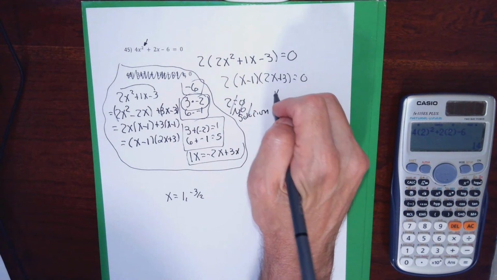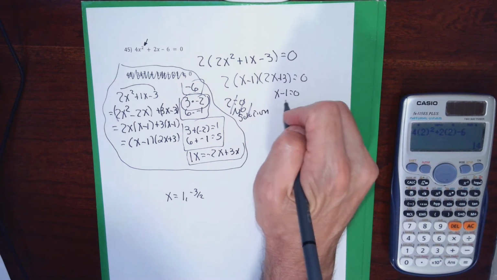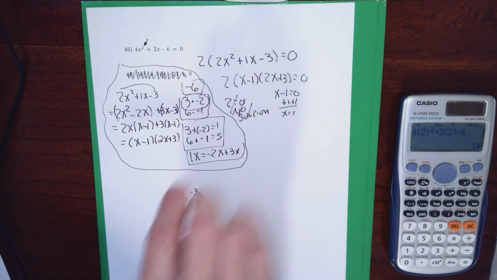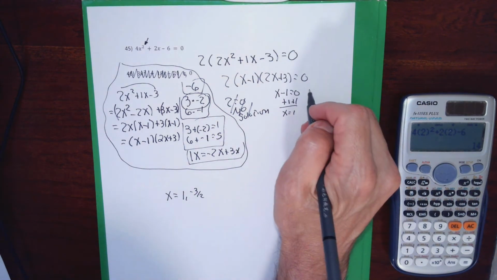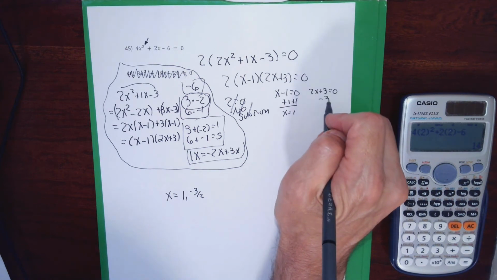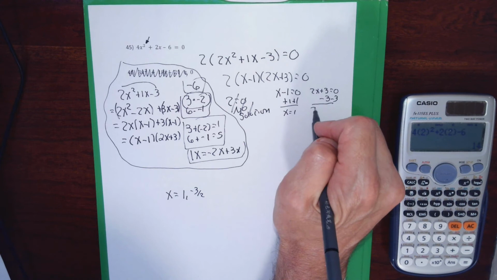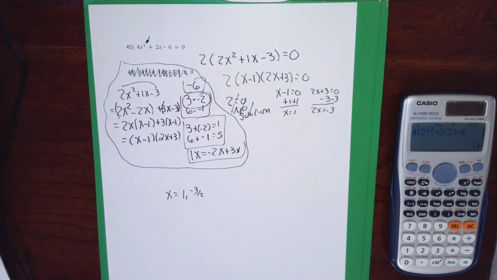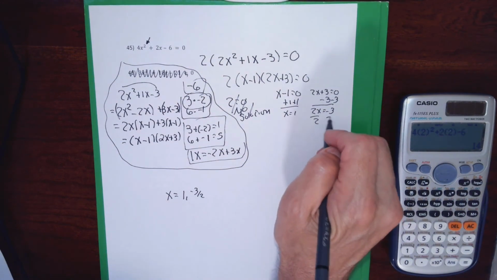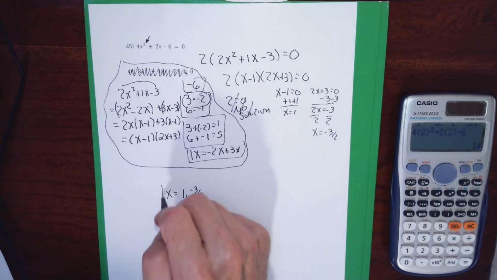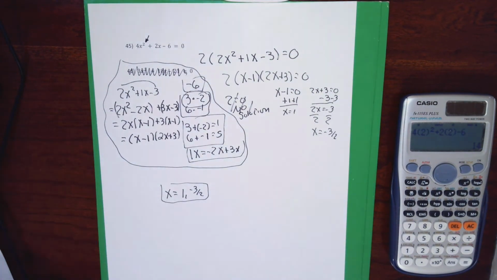If I set the x minus 1 equal to 0, I shouldn't show the algebra, but the algebra would be to add 1 to both sides, and I'll get 1, there's that answer. And the 2x plus 3, if I set it equal to 0, I subtract 3 from both sides and get 2x is minus 3. And then I divide both sides by 2 and get x equals negative 3/2. So the answer down there at least matches up with my work. I'm assuming I checked it ahead of time so that I have a good answer.